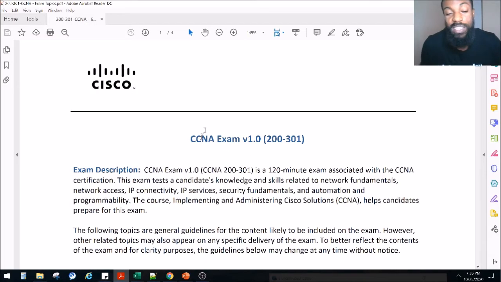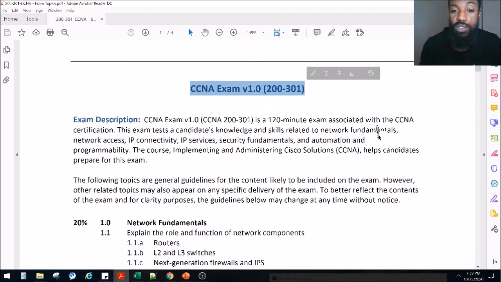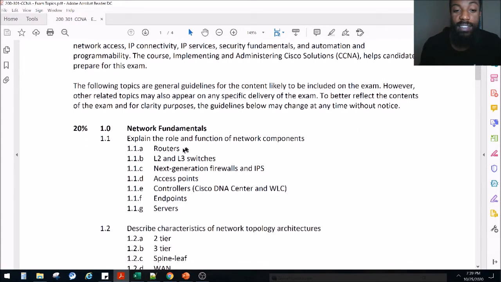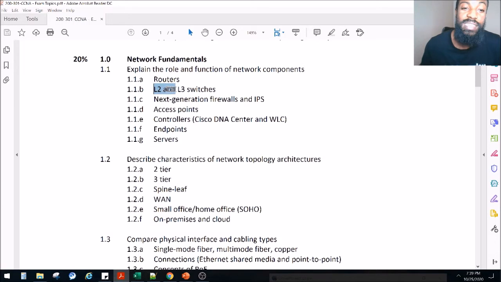All right, so this is the exam blueprint, CCNA exam version 1.0. The exam code is 200-301. Make sure you signed up for the correct exam. It's been a minute since we've done a video. In the last video, we actually did our hands-on with layer 2 and layer 3 switches. Today, we are going to do the theory of next generation firewalls and IPS.